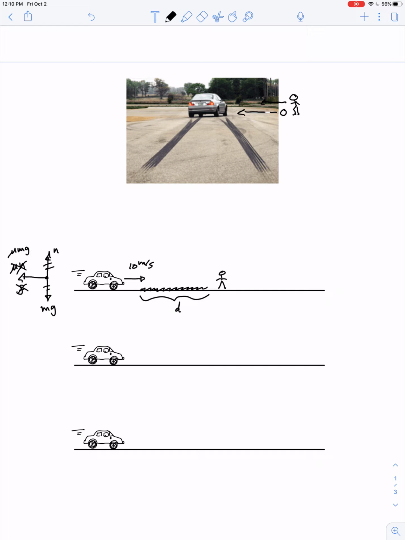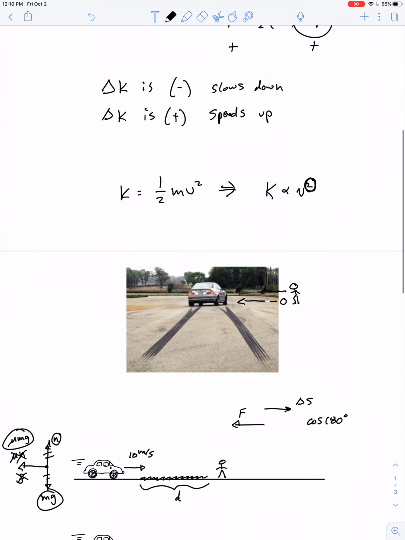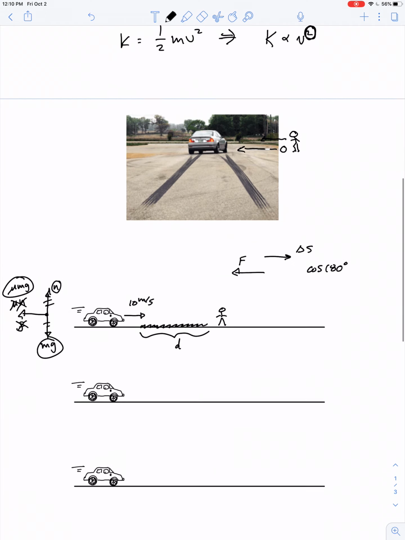So this is a constant force, right? As the car slows down, it doesn't weigh any more or less, so the normal force is always the same, and the friction force remains constant during the braking period. So the work done is negative simply because the force points to the left while the displacement points to the right. So we'd be taking the cosine of 180 degrees in our calculation of work. Negative work just means that the vehicle is going to slow down as it skids.